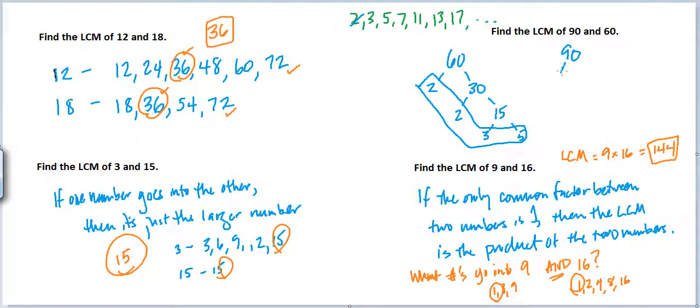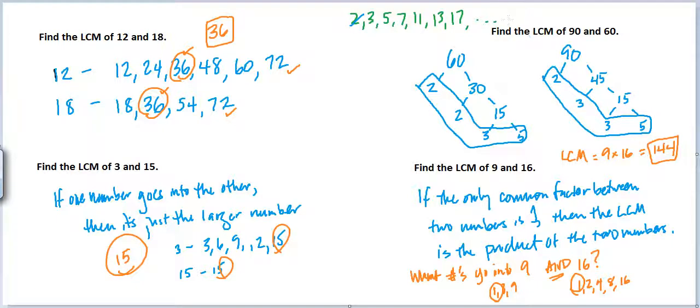Now let's do 90. 2 goes into 90 45 times. Now 2 won't go into 45, so now we go up to 3. 3 goes into 45 15 times. Now we stick with 3. 3 goes into 15 5 times. So that's the prime factorization of 90: 2 times 3 times 3 times 5.